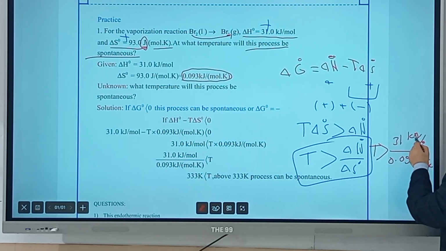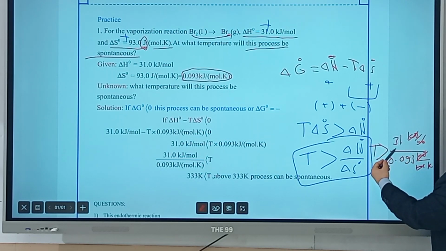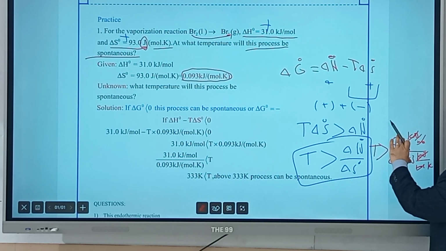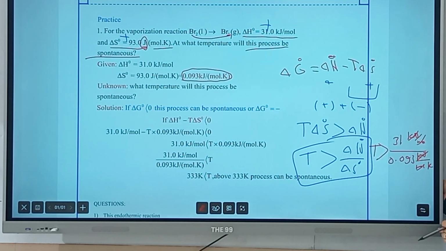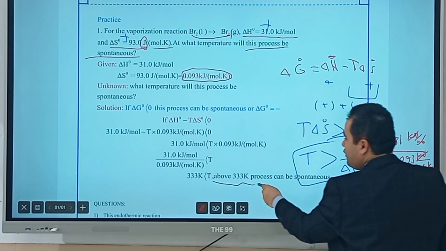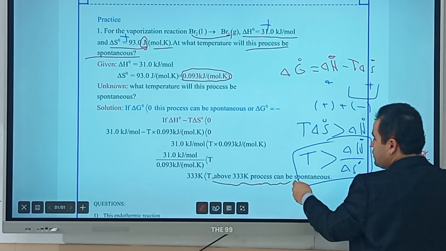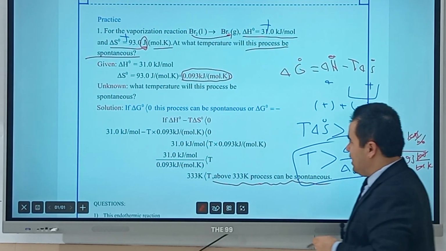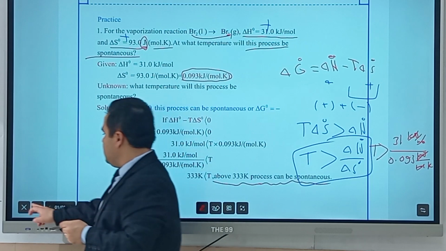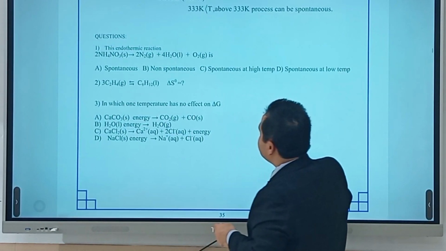So kilojoule per mole cancels, the Kelvin is a reminder. So 31 divided by 0.093: if the temperature is above this value, that will result in a spontaneous reaction. If it's below this value, the temperature, it's non-spontaneous. If it's exactly this value, that will result in delta G of 0, equilibrium. So above 333 Kelvin the process can be spontaneous. That's the procedure for how we can determine the temperature.